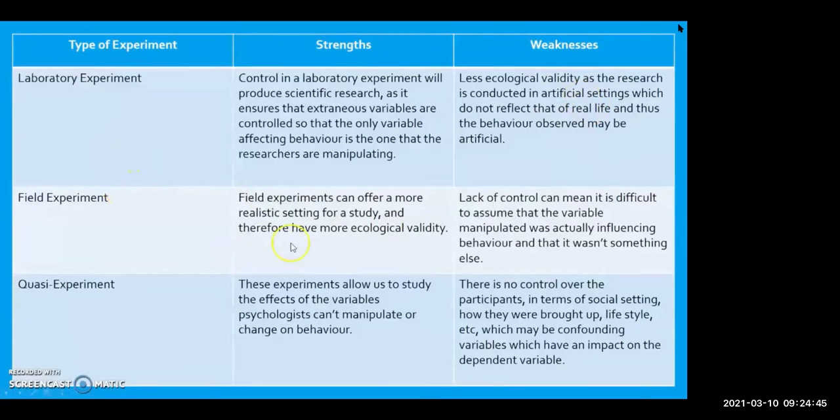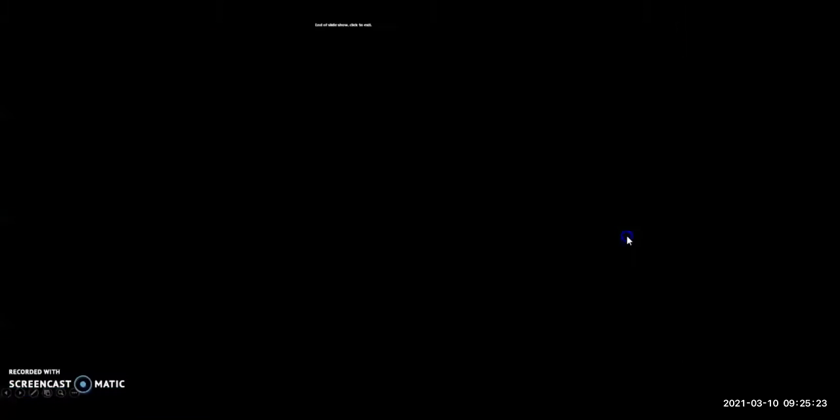For field experiments, they offer a more realistic setting for a study and therefore have more ecological validity, but the weaknesses are that the lack of control can mean it is difficult to assume that the variable manipulated was actually influencing behavior, and that it wasn't something else, such as other extraneous variables. For quasi-experiments, the strengths are these experiments allow us to study the effects of variables psychologists can't manipulate or change on behavior. And for the weaknesses, there is no control over the participants in terms of social setting, how they were brought up, lifestyle, etc., which may be confounding variables which have an impact on the dependent variable.